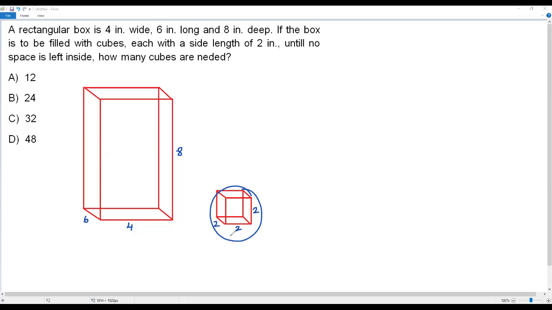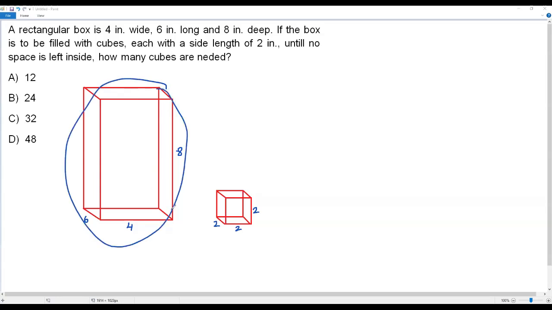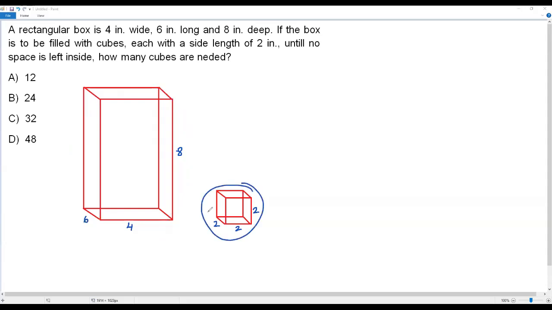Okay, the question says that the rectangular box is going to be filled with cubes like this with the dimension of 2 inches side length, and with no spaces left inside the rectangular box. And we have to find how many cubes are needed to fill this rectangular box. So for that, I have to find the volume of this rectangular box, and I have to divide the volume of this rectangular box by the volume of one such cube, to find the number of cubes needed to fill this rectangular box.